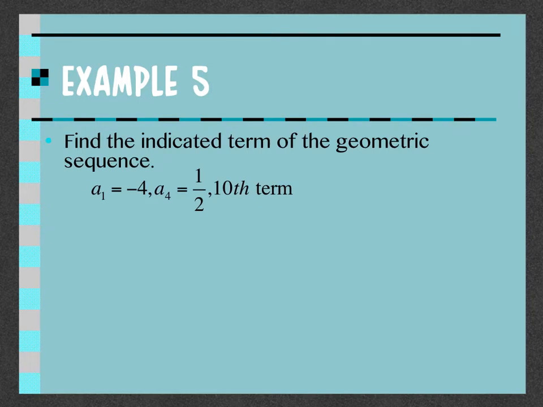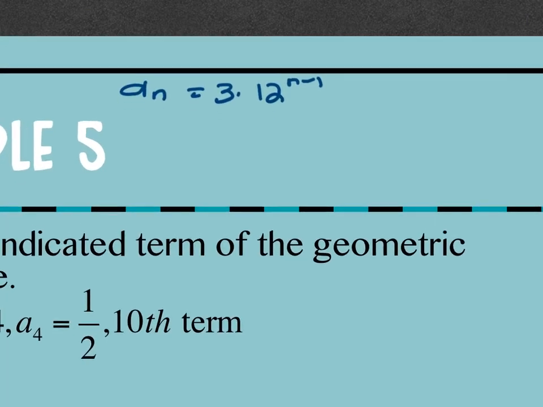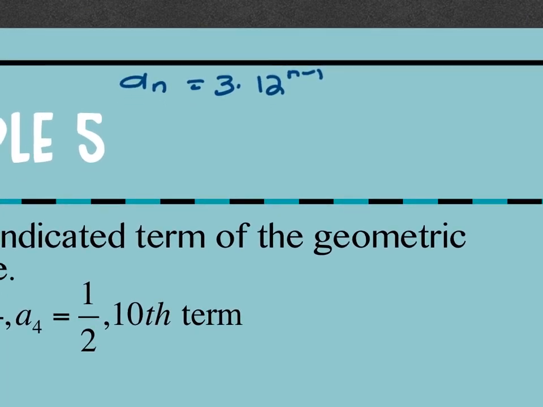If you think about what we would normally do before this point, let's go back to the last one. It was A sub n equals 3 times 12 to the n minus 1. Let's just say I use that one, right? And let's say I want to find the 2nd term. This would be A2 equals 3 times 12 to the 2 minus 1. And this becomes A2 equals 3 times 12 to the 1st. You with me so far?